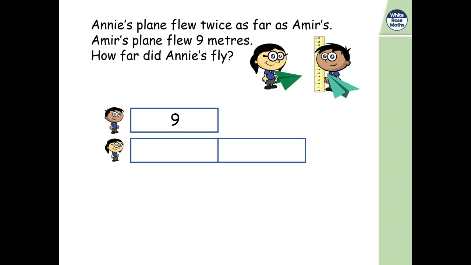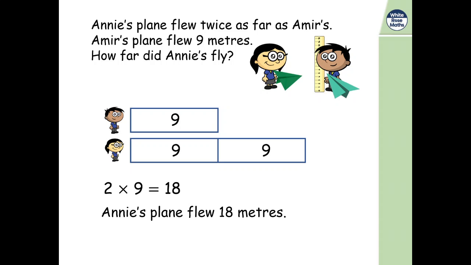Amir's flew 9. Twice as many is 2 groups of 9. So we've got 9 and 9. 2 groups of 9 make 18. So you didn't have to work this one out. Annie's plane flew 18 meters. So if you've ever come across a problem which says twice as many, then you're going to be timesing it by 2. You're going to be multiplying by 2. You're going to be doing the 2 times table.